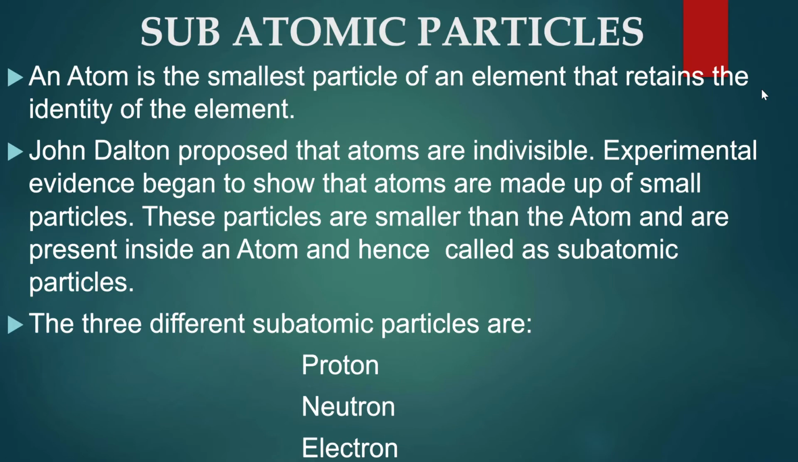As you all know, atom is the smallest particle of an element that retains the identity of the element. You all already know Dalton's atomic theory. John Dalton proposed that atoms are indivisible. Atoms can neither be created nor be destroyed. Experimental evidence began to show that atoms are made up of small particles. These particles are smaller than the atom and are present inside an atom and hence called subatomic particles. So, the three different subatomic particles are proton, neutron, and electron.